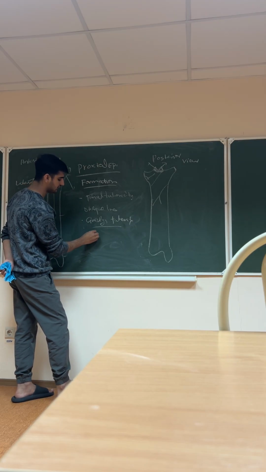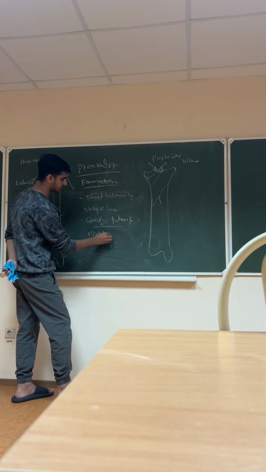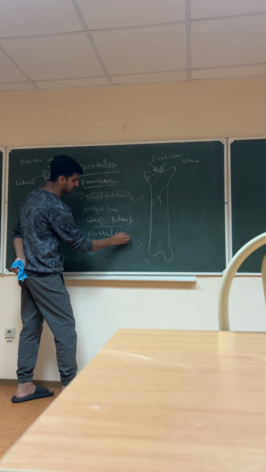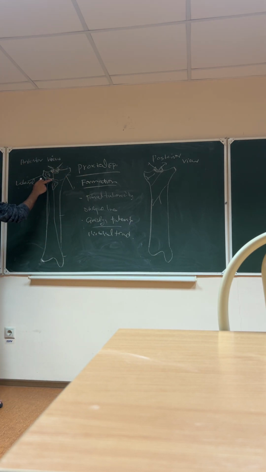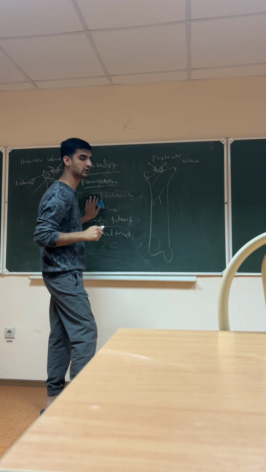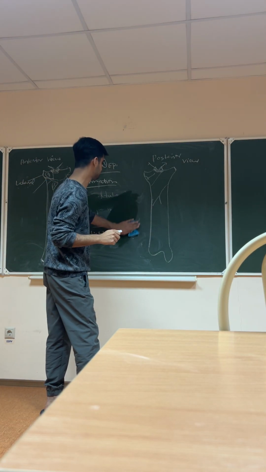Iliotibial tract is the name. Okay. This area is an extra formation. This we call the oblique line, and this is the iliotibial tract. This is also a formation of the proximal part of os tibia.